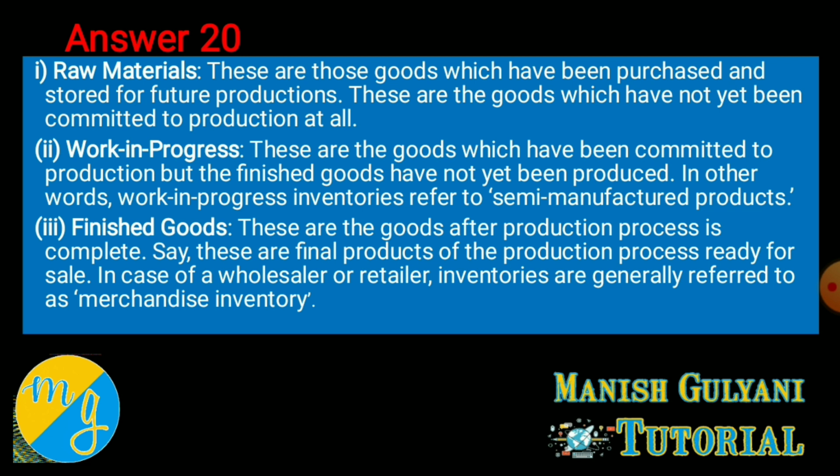First is raw material. Raw material simply means those goods which have been purchased and stored for further production, which have not been committed to production at all. Work in progress means semi-finished goods which are not ready for sale. That's called semi-manufactured product or semi-finished goods. And finished goods means goods that have crossed the production line and are ready for sale. So that's called finished goods.